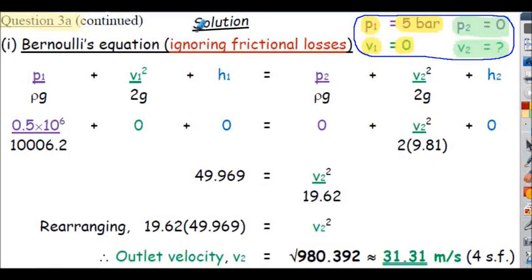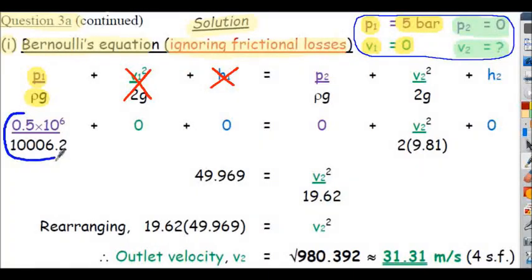Question 3a, solution continued. The top right hand corner here just extracted some values from the previous slide for reference. So applying Bernoulli's equation, ignoring frictional effects. In this case we do have an initial pressure, P1. We don't have an initial velocity, V1, so this term will be ignored. Because it's a horizontal pipe, of course, H1 is ignored. So just a P1 term on the left hand side to evaluate.